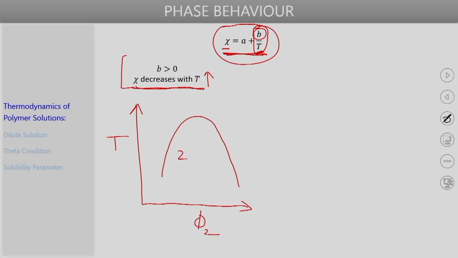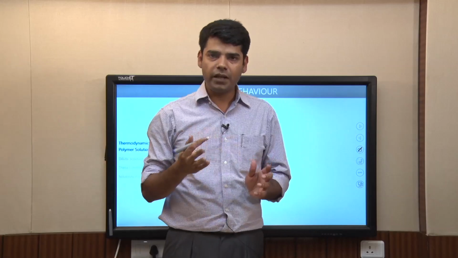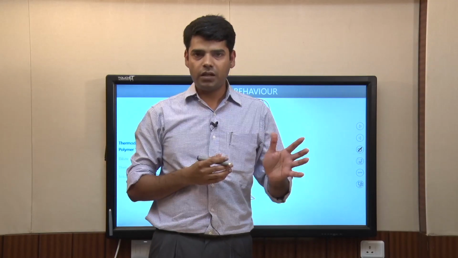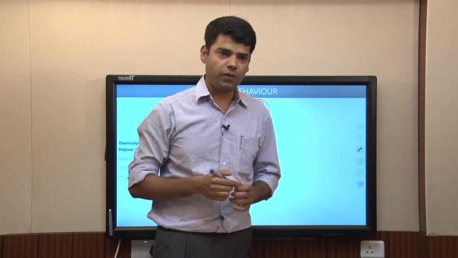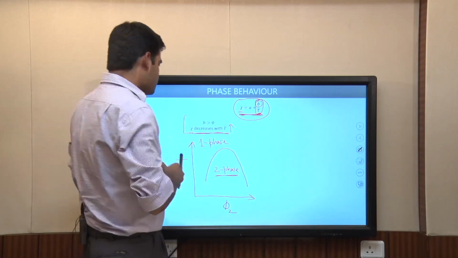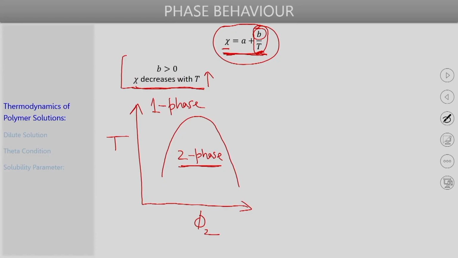So, this region that we have here, this is the two phase region, and outside this phase boundary we have the one phase region. So, when we say two phase region, this is a region where actually the polymer solution is not a single phase, it has split into two phases, one rich in the polymer and the other rich in the solvent. Okay. So, let us see why for this kind of condition this kind of a phase diagram is observed.